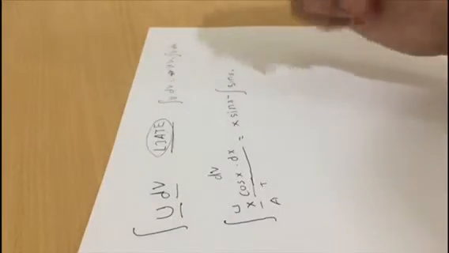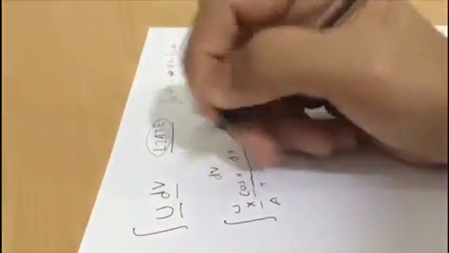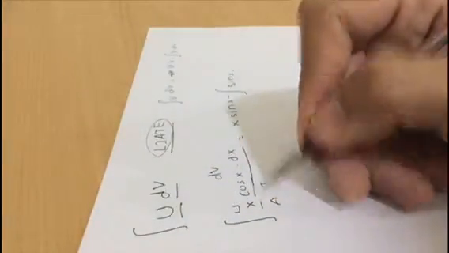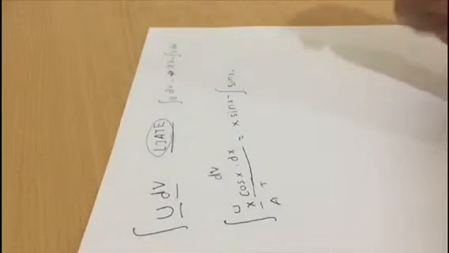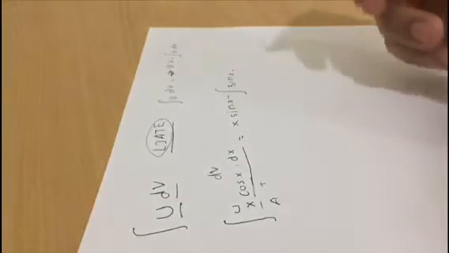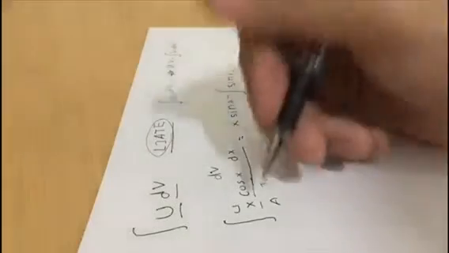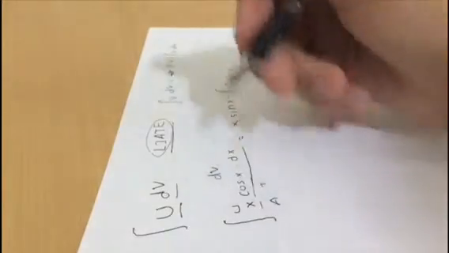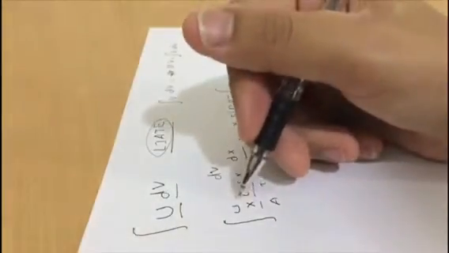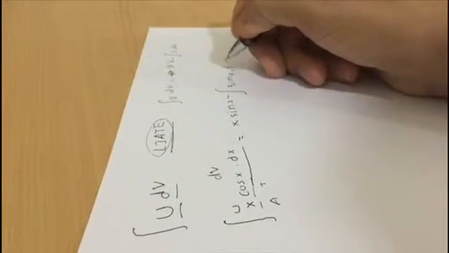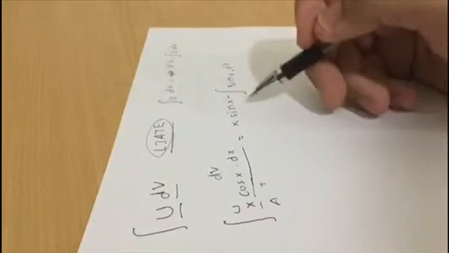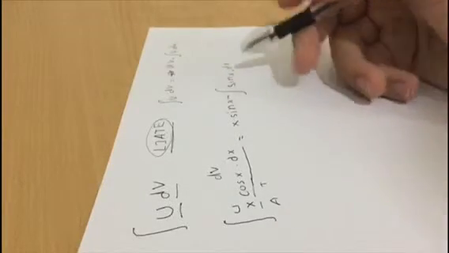Okay, if u is x, then du is the derivative of x, which is 1 times dx, because we decrease the power of this. X to the power of 1 minus 1 is equal to x to the power of 0, which is 1, dx. Now we can see that this is a simple integration.